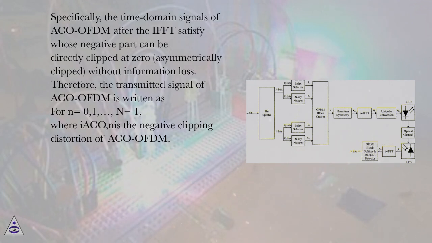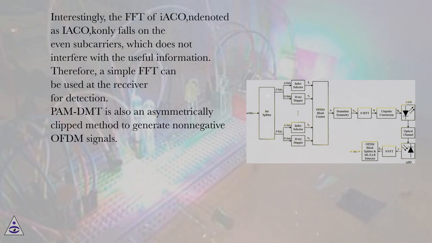Therefore, the transmitted signal of ACO-OFDM is written as, for n equals 0, 1, ..., N-1, where zICO,n is the negative clipping distortion of ACO-OFDM. Interestingly, the FFT of zICO,n, denoted as ZICO,k, only falls on the even subcarriers, which does not interfere with the useful information. Therefore, a simple FFT can be used at the receiver for detection.